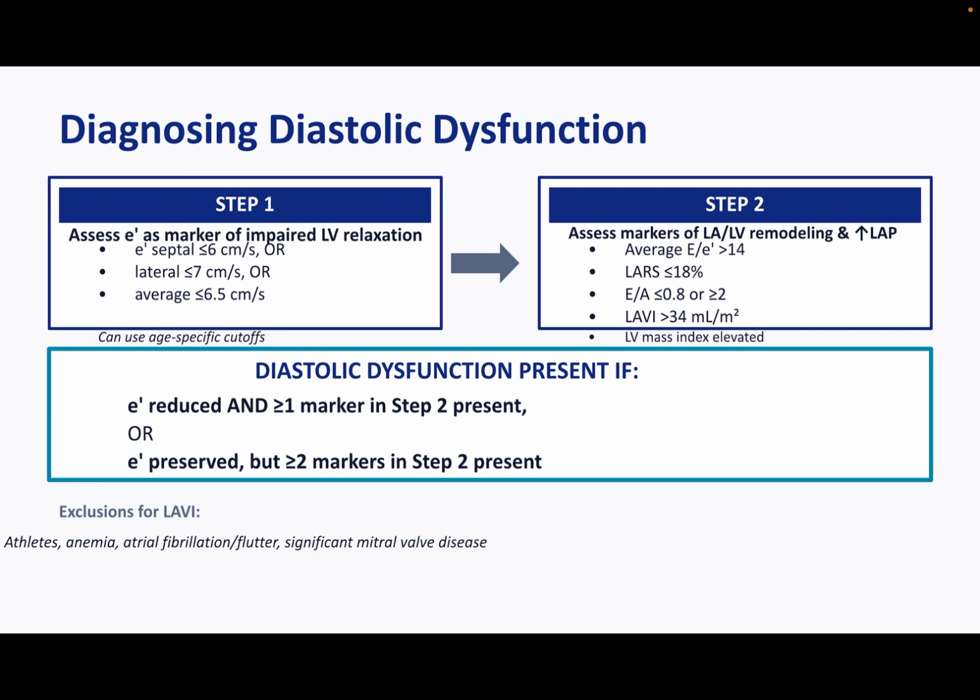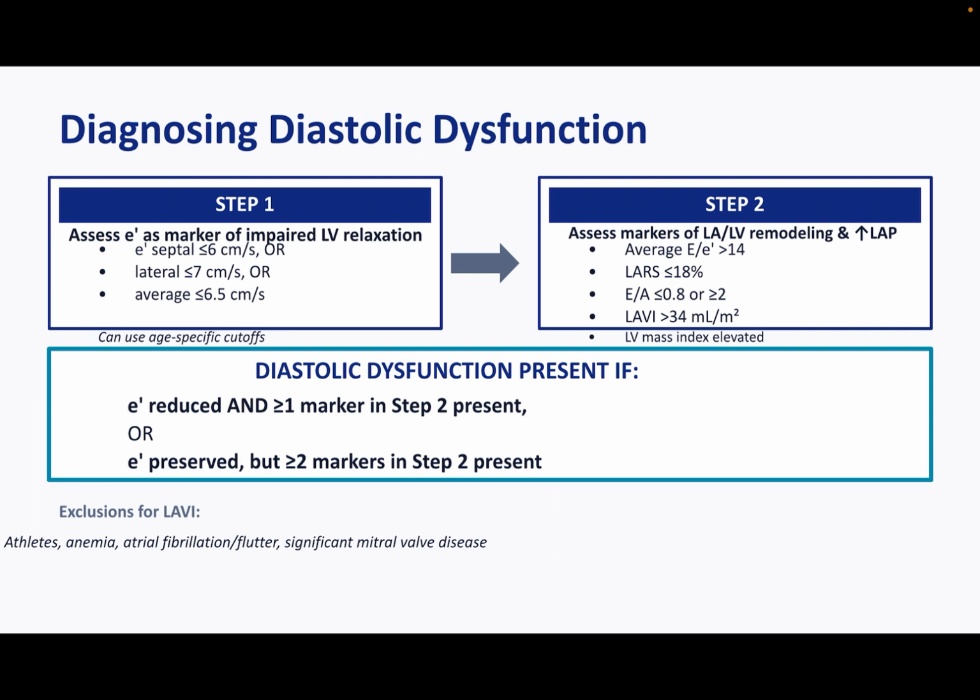Step 2: assess markers of left atrial and LV remodeling and elevated left atrial pressure. An average E to E prime greater than 14, LARS less than or equal to 18%, E to A ratio less than 0.8 or greater than 2, LAVI greater than 34 with exclusions applied, or LV mass index elevated. Decision rule: if E prime is reduced and greater than 1 marker in step 2 is present, diastolic dysfunction is present. If E prime is preserved but greater than 2 markers in step 2 are present, diastolic dysfunction is present. If neither condition is met, diastolic function is normal.